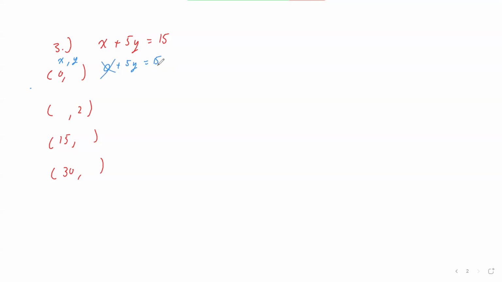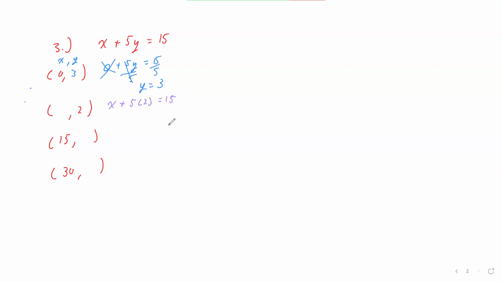So if I have 5y equals 15, what do I do to solve? There's the first part. So now we do the same thing to this one. This 2 would go to the y. So this becomes x plus 5 times 2 equals 15.